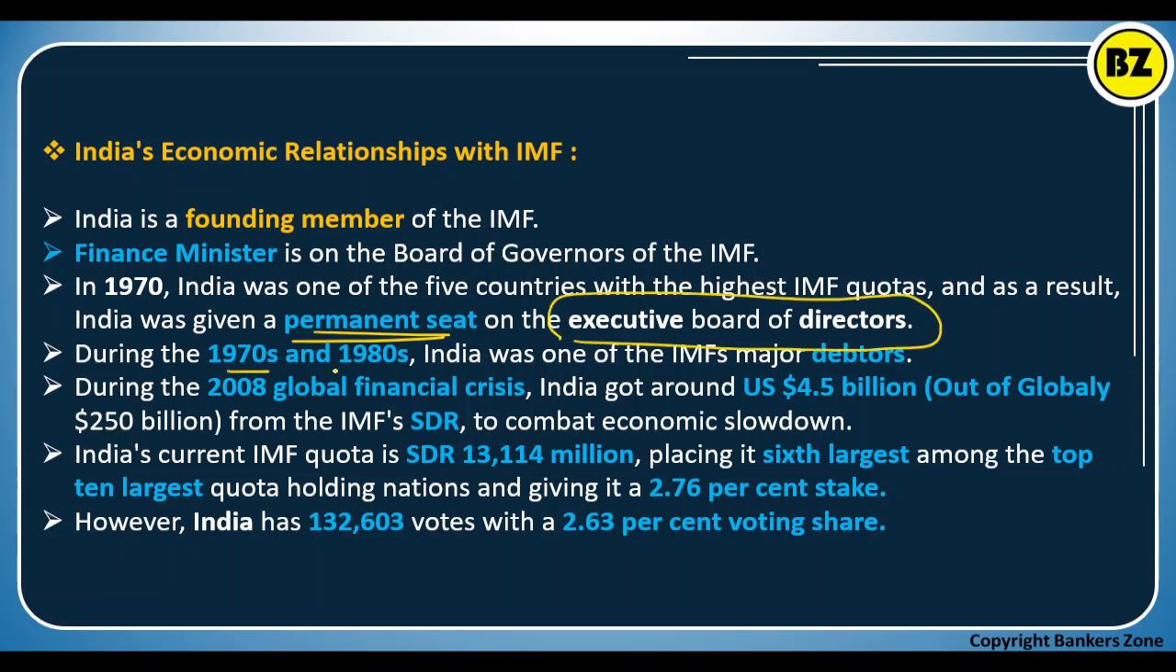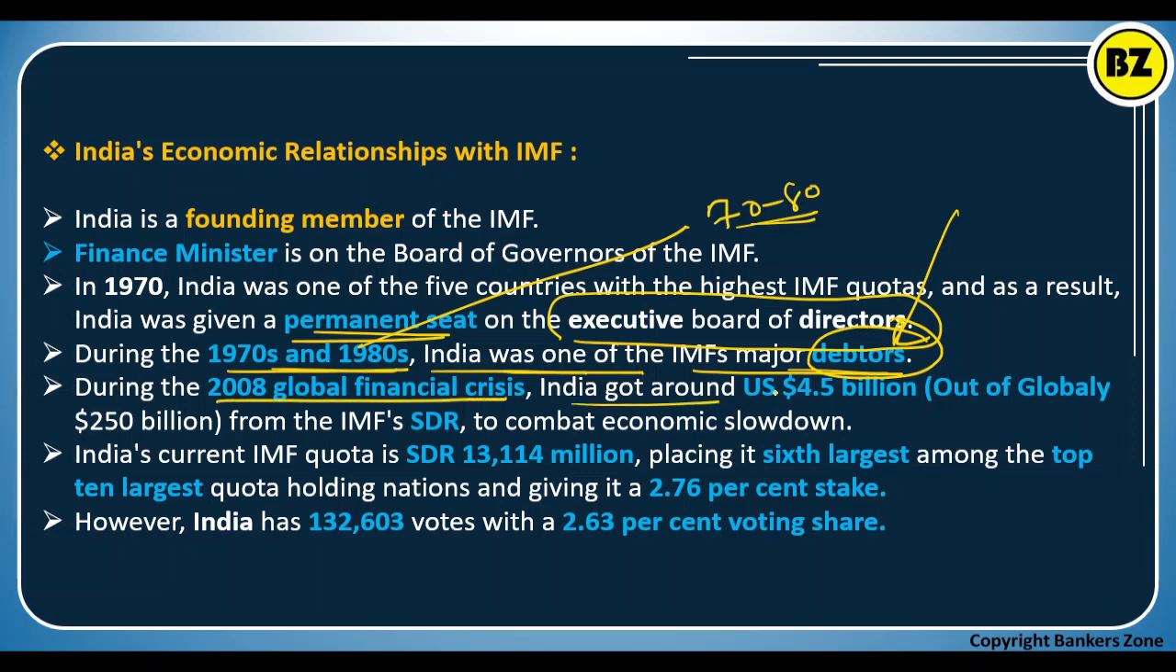During the 70s and 80s, India was one of the IMF's major debtors. During 70 to 80 there was a slowdown in the economy, and to combat that, India took a loan from the IMF. So India was one of the major loan takers, called a debtor, of the IMF. During the 2008 global crisis also, India got around 4.5 billion US dollars from the IMF's SDR, the special drawing right, to combat the slowdown.